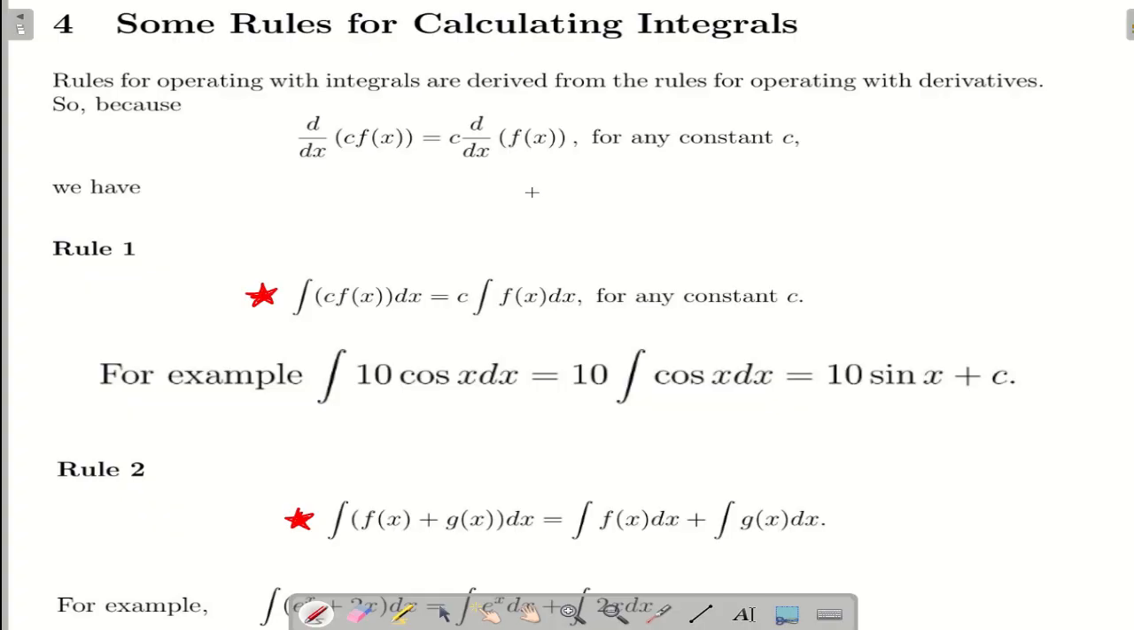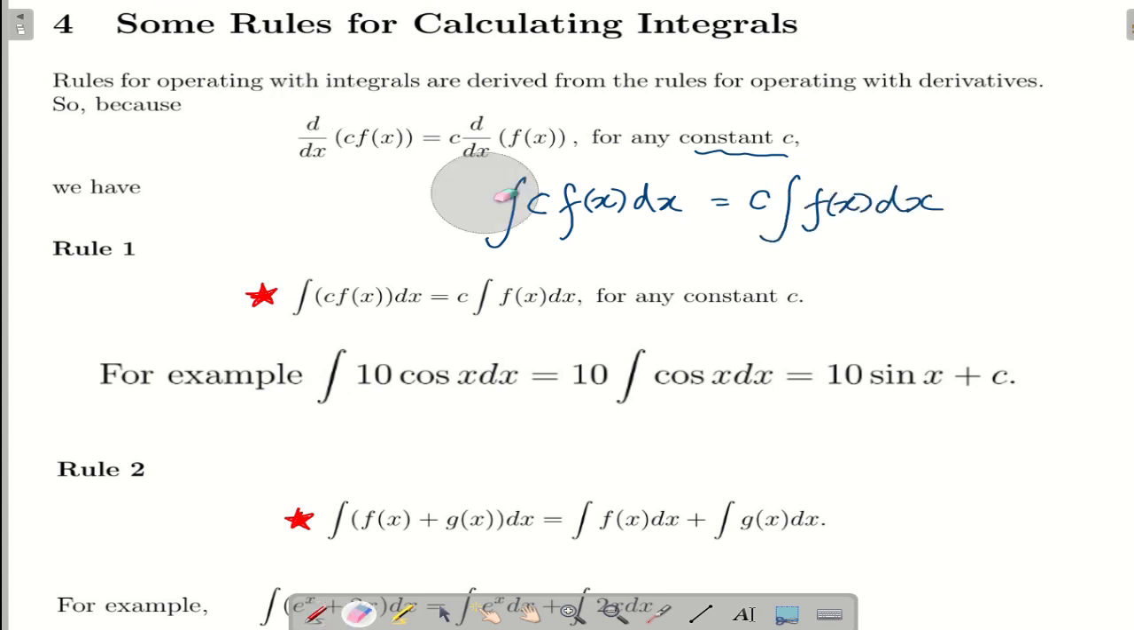So after the break, we go through some rules of calculating the integration. We have some constant c, and we want to integrate c f(x) with respect to dx. We can take the constant outside the integration, so we have c times the integration of f(x) dx. First rule of the integration.